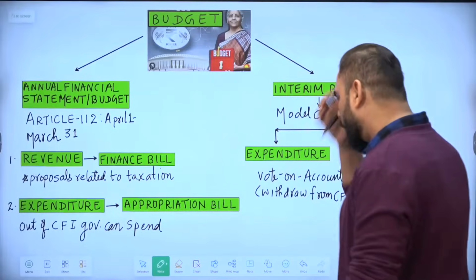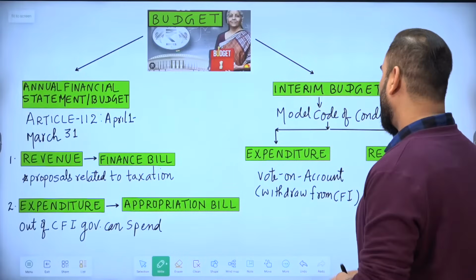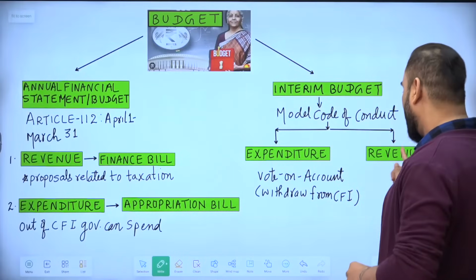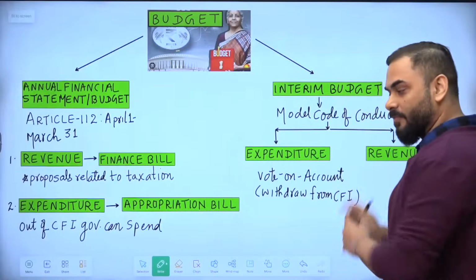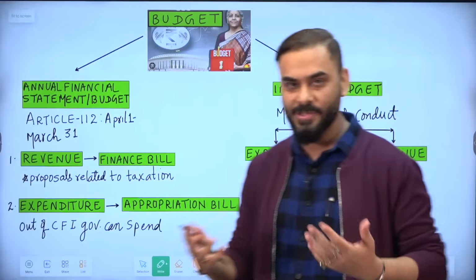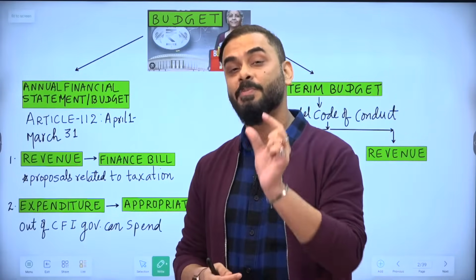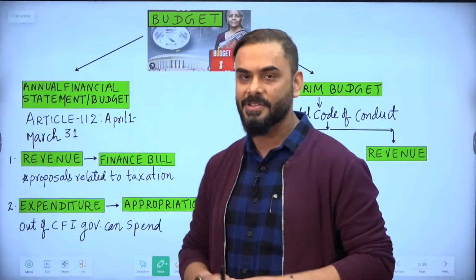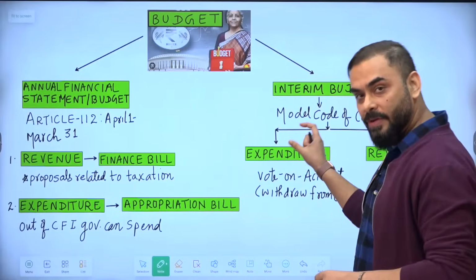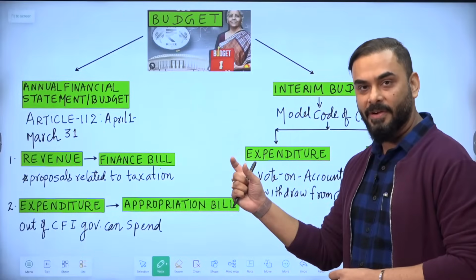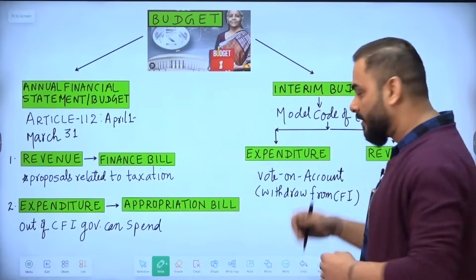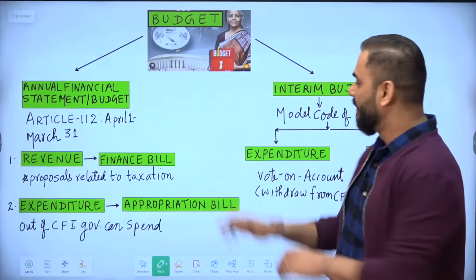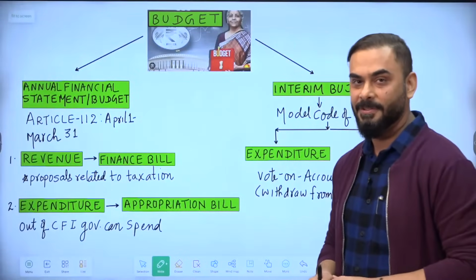Now, what are the things that you will find in the interim budget? In the interim budget also, you will find expenditure as well as revenue. Here, the government would talk about the expected sources of revenue as well as the expenditure requirement for a couple of months, maybe 2 months or 3 months, till the time elections happen. Now, to withdraw money from the consolidated fund of India in the interim budget, the government presents a vote on account. This is the basic idea of the budget.